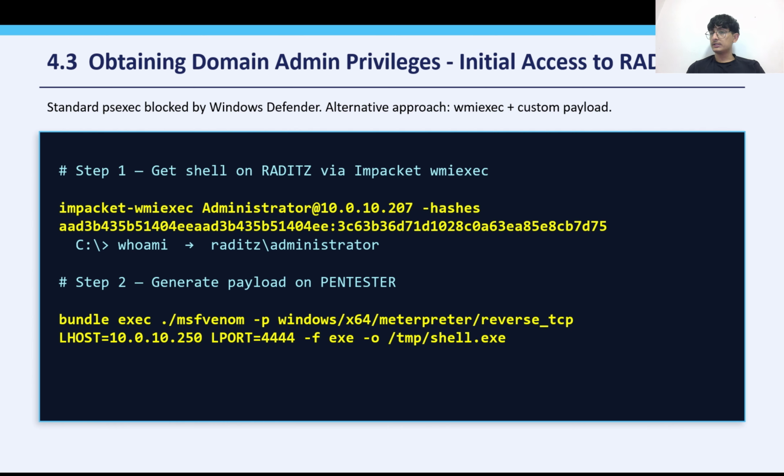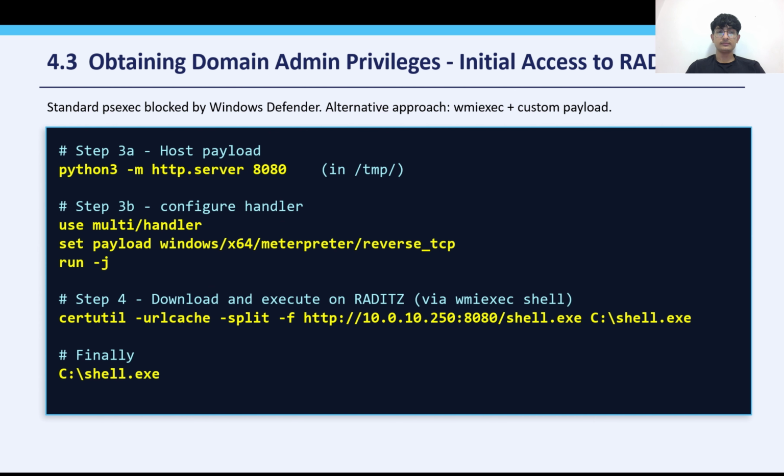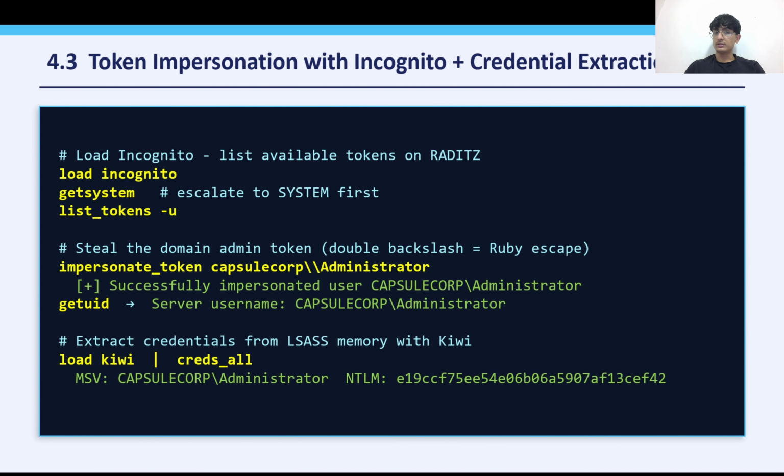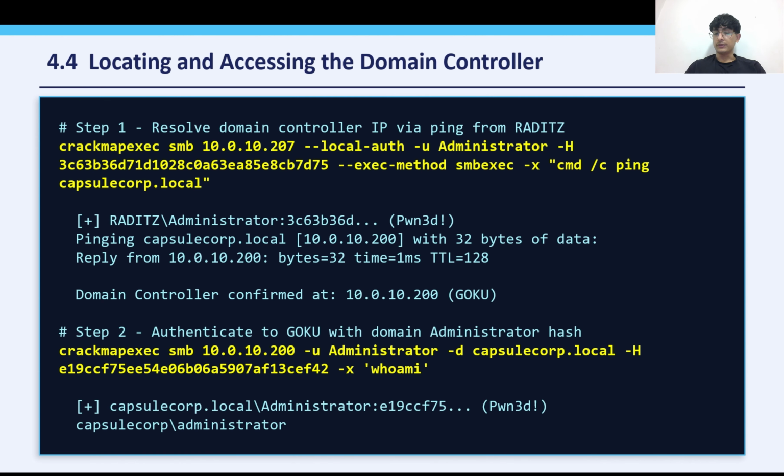We're going to generate a payload using MSF Venom on the pentester, and we're going to download it on Reddit. After we do that, we're going to execute the payload, and then we can load incognito mode. We can get the system. We can get the escalation. We're going to list tokens. We're going to impersonate as a Capsule Corp administrator. We're going to get UID. Finally, we're going to load kiwi.